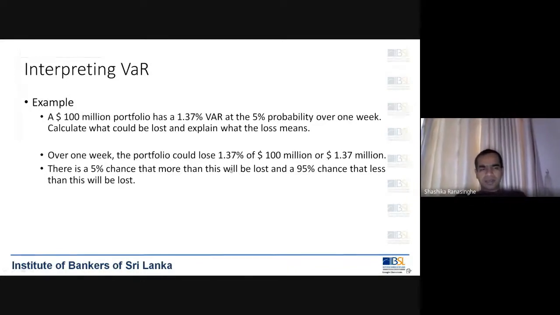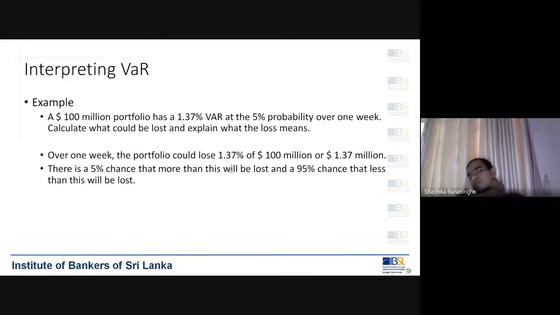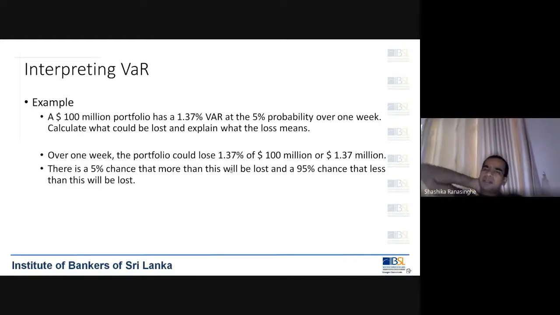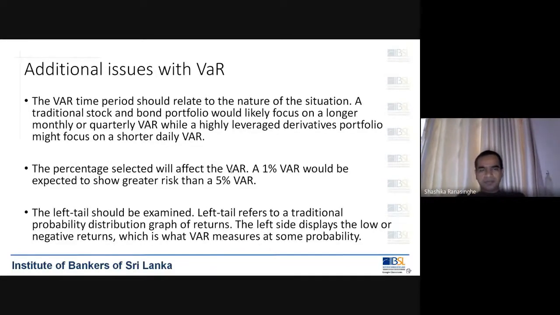Let's go through this example. A $100 million portfolio has a 1.37% value at risk at the 5% probability over 1 week. Calculate what could be lost and explain what the loss means.